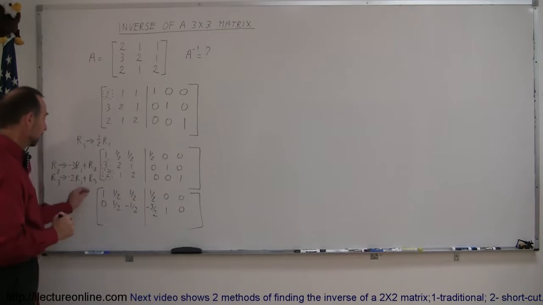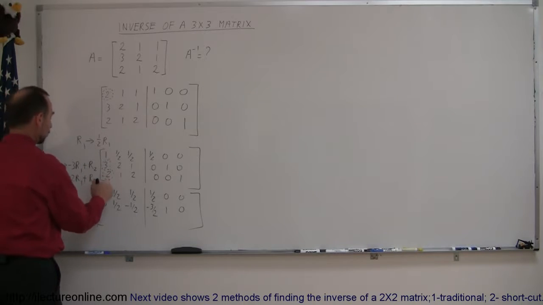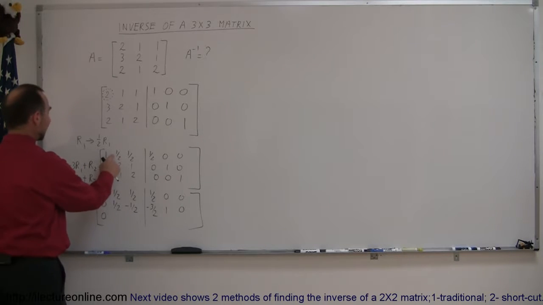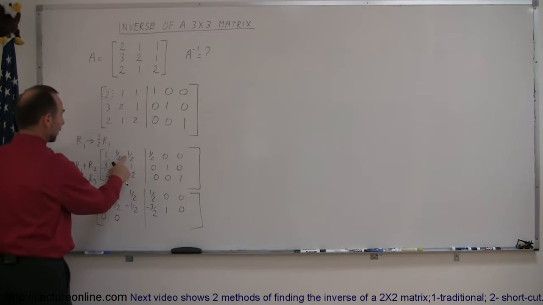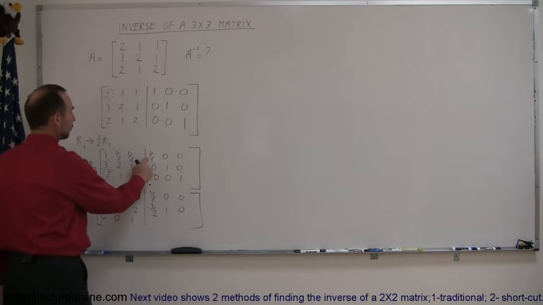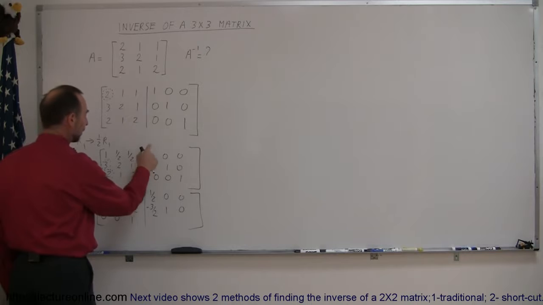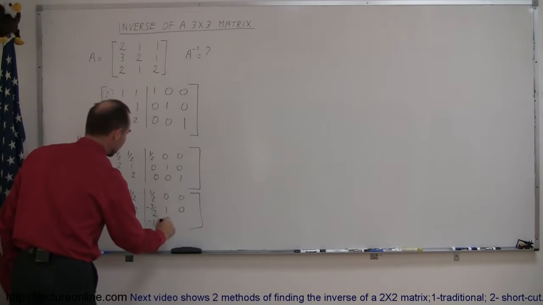All right? Third row, -2 times the first row. So -2 times 1 is a -2, added to 2, that becomes a 0. -2 times 1/2 is -1, added to 1, that becomes a 0. -2 times 1/2 is -1, added to 2, that becomes a 1. -2 times 1/2 is -1, added to 0, it's -1. That's a 0, so nothing changes. That's a 0, so nothing changes.